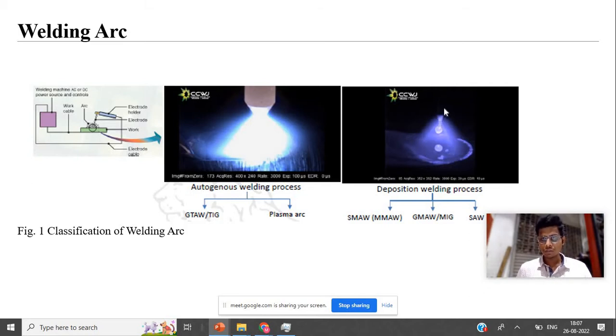the electrode will be a consumable electrode, where the electrode will melt and deposit. Along with the deposition, the arc between the electrode and the base plate is used to melt the base plate, the substrate, to join. That means in autogenous welding there is a non-consumable electrode, and in deposition welding a consumable electrode. In autogenous welding, mainly GTAW process and plasma arc welding process, whereas in deposition, in general, shielded metal arc welding, gas metal arc welding, submerged arc welding, and many other processes are also there.